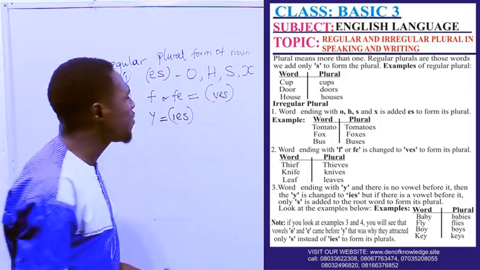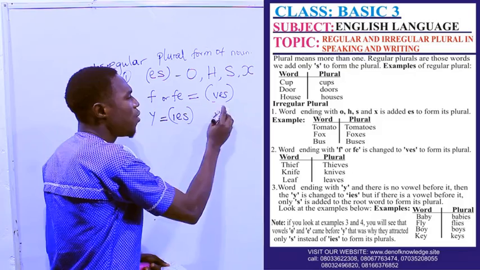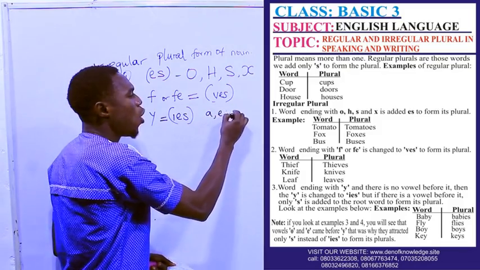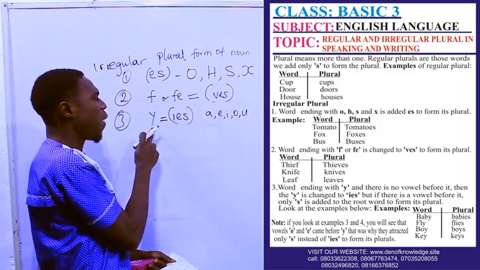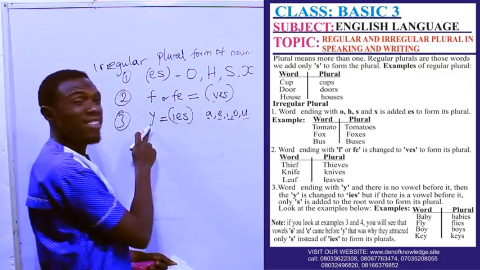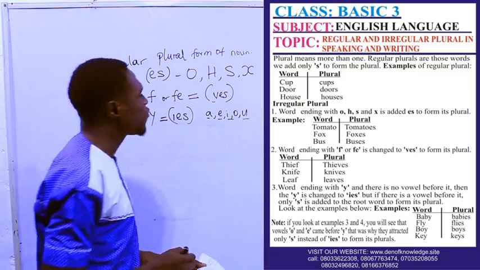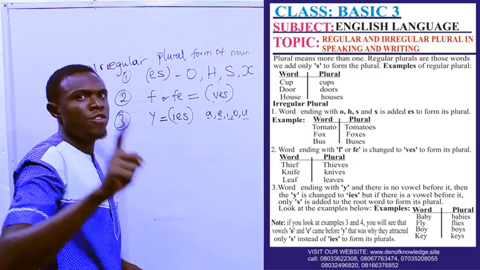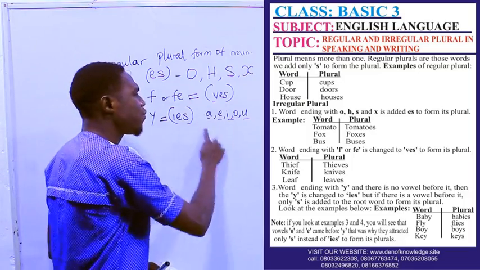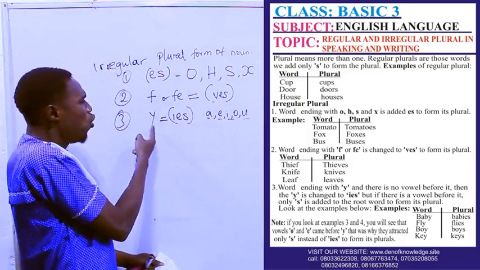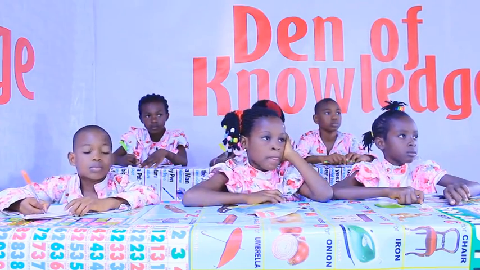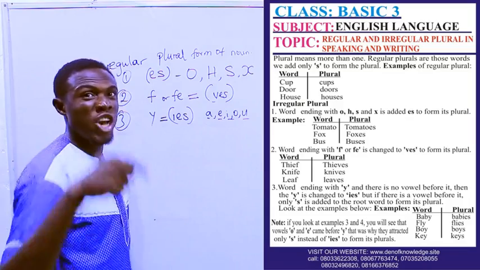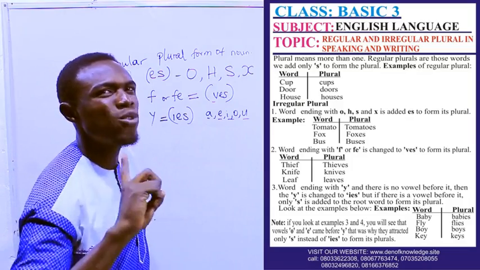But if that Y has a vowel sound, of course, you know vowel sounds are A, E, I, O, U. If there is any of these before this Y, you don't change it, because this vowel will not allow you to change it. Look at the letter that comes before that Y. If it is a vowel, don't change the Y. Add only S.